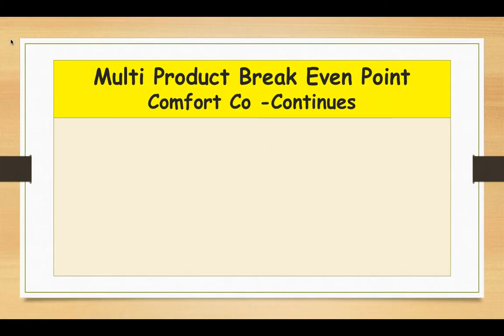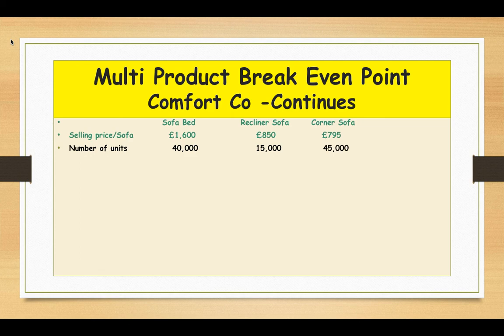Here we are going to see how to calculate the break-even point in money value for a multi-product company. So we are going to use the same example, our comfort company. So we know they produce 3 different products. Their individual selling price we know, number of units given. So we are going to calculate the break-even point in money value.